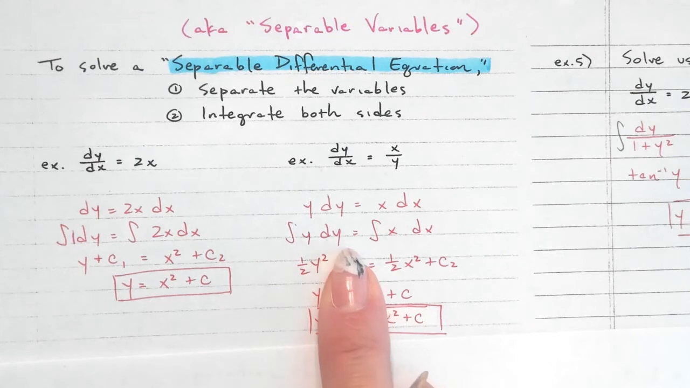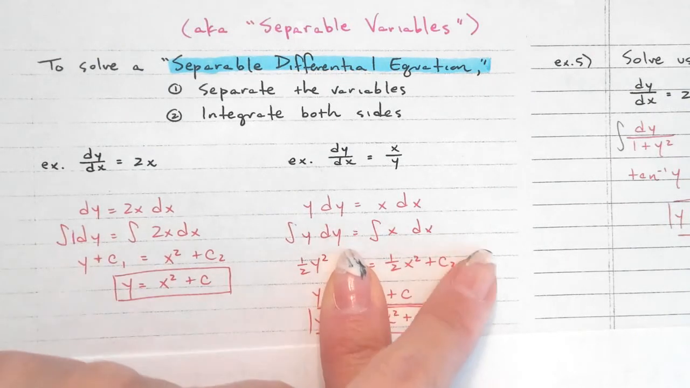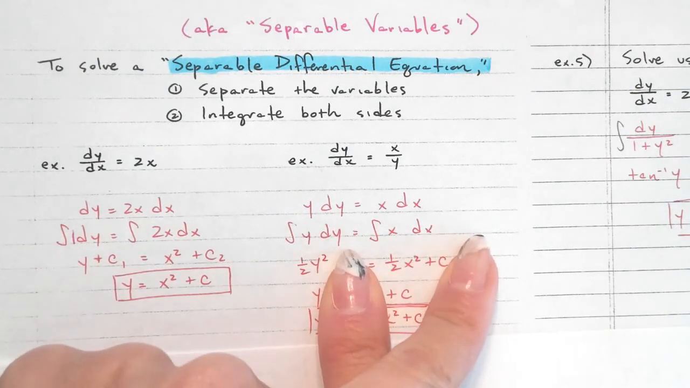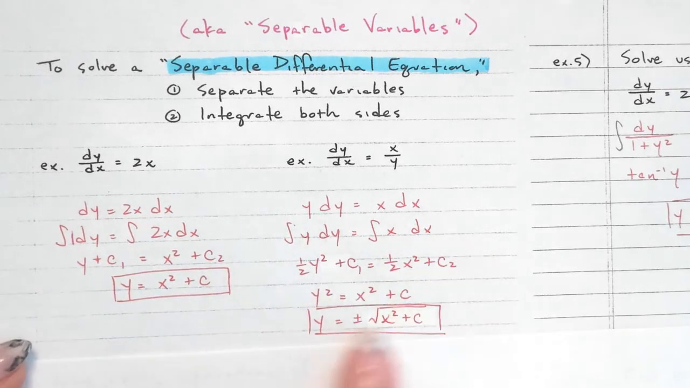You guys chose not to. So for this one, you don't have to write c sub 2, you can just write c. And then in the end, again, you still have c.